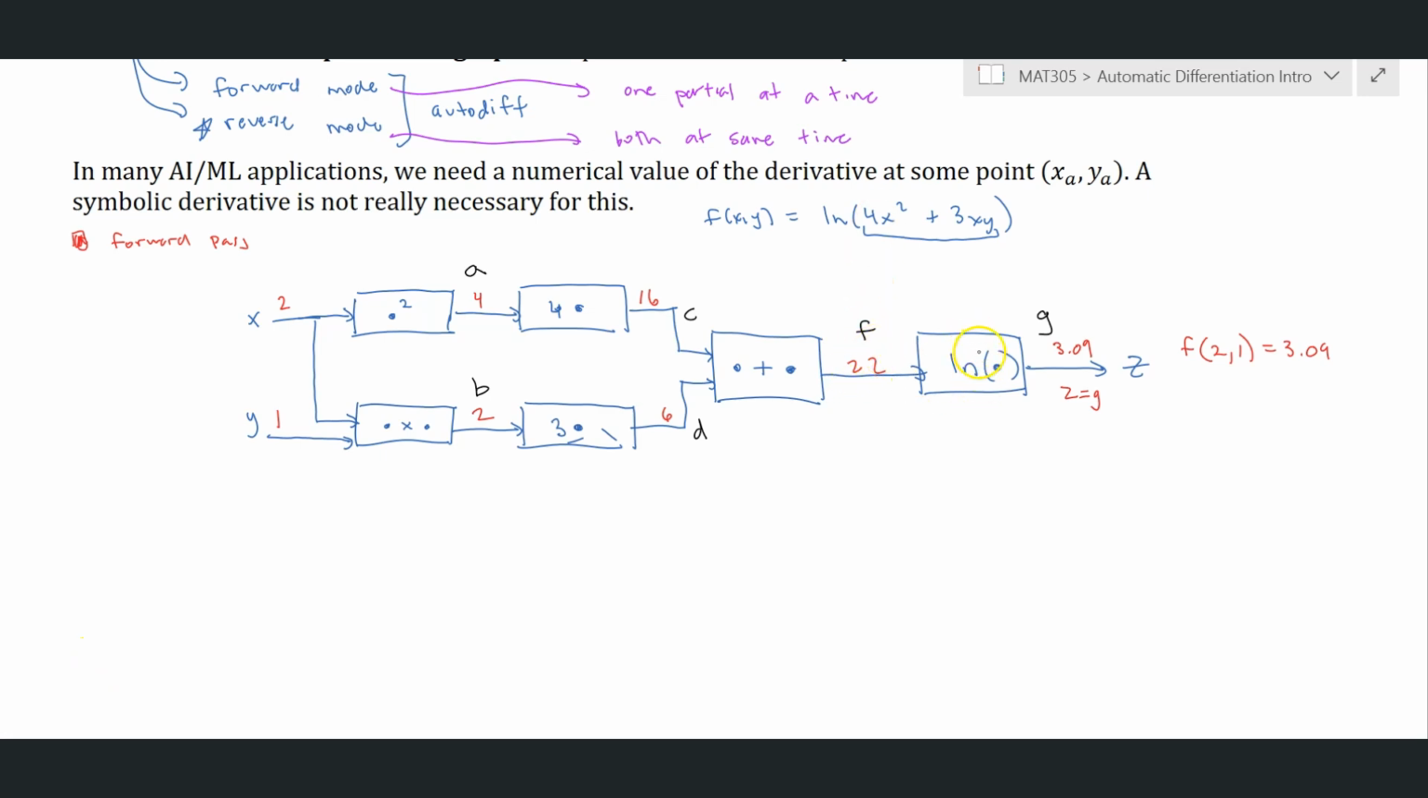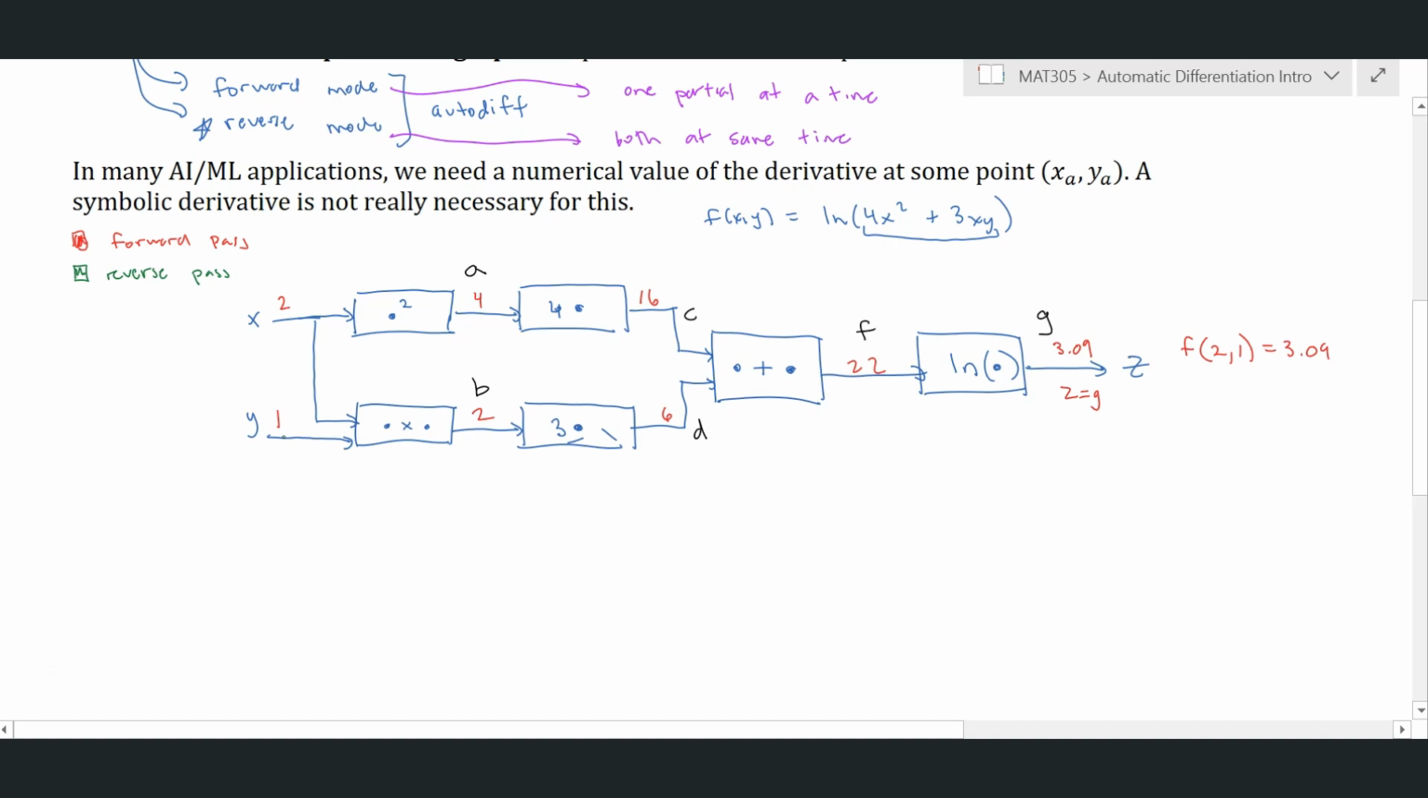In the previous video, we looked at the forward pass of the reverse mode of autodiff, or automatic differentiation. Now we're going to go through the reverse pass, and this is where a lot of the magic happens with regard to actually computing the two partial derivatives dz/dx and dz/dy.